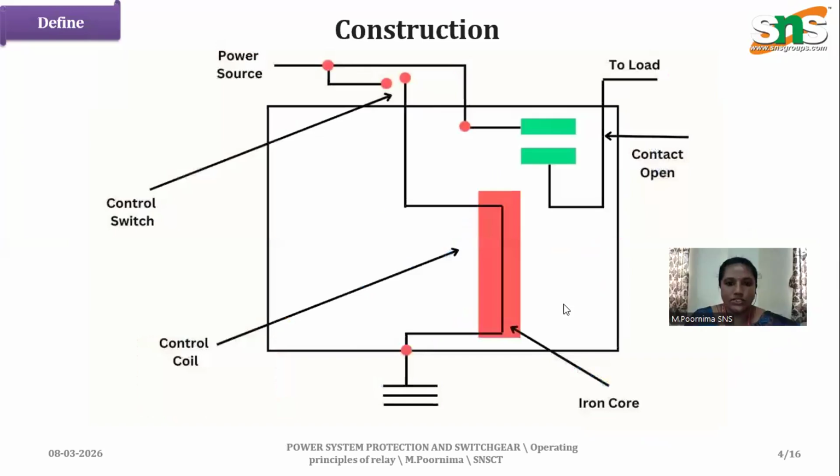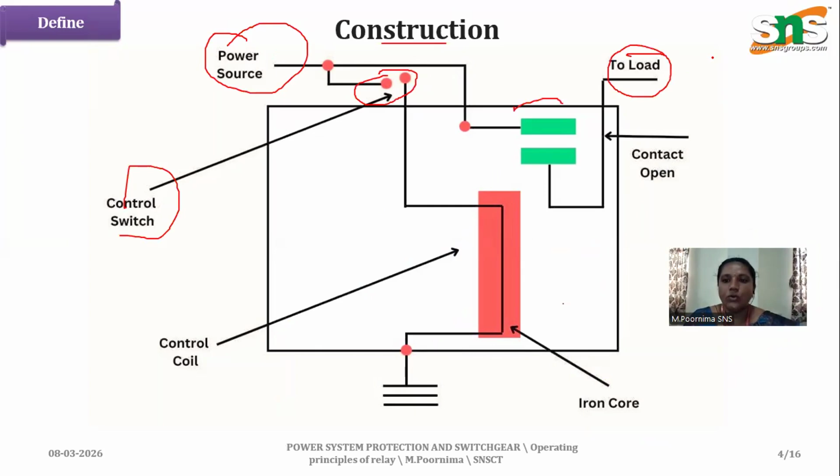Here comes the construction part. Here we have a power source and a control switch. This is the power supply to the load, and this is the contactor. This is an iron core, and this is the control coil. This is the basic construction.